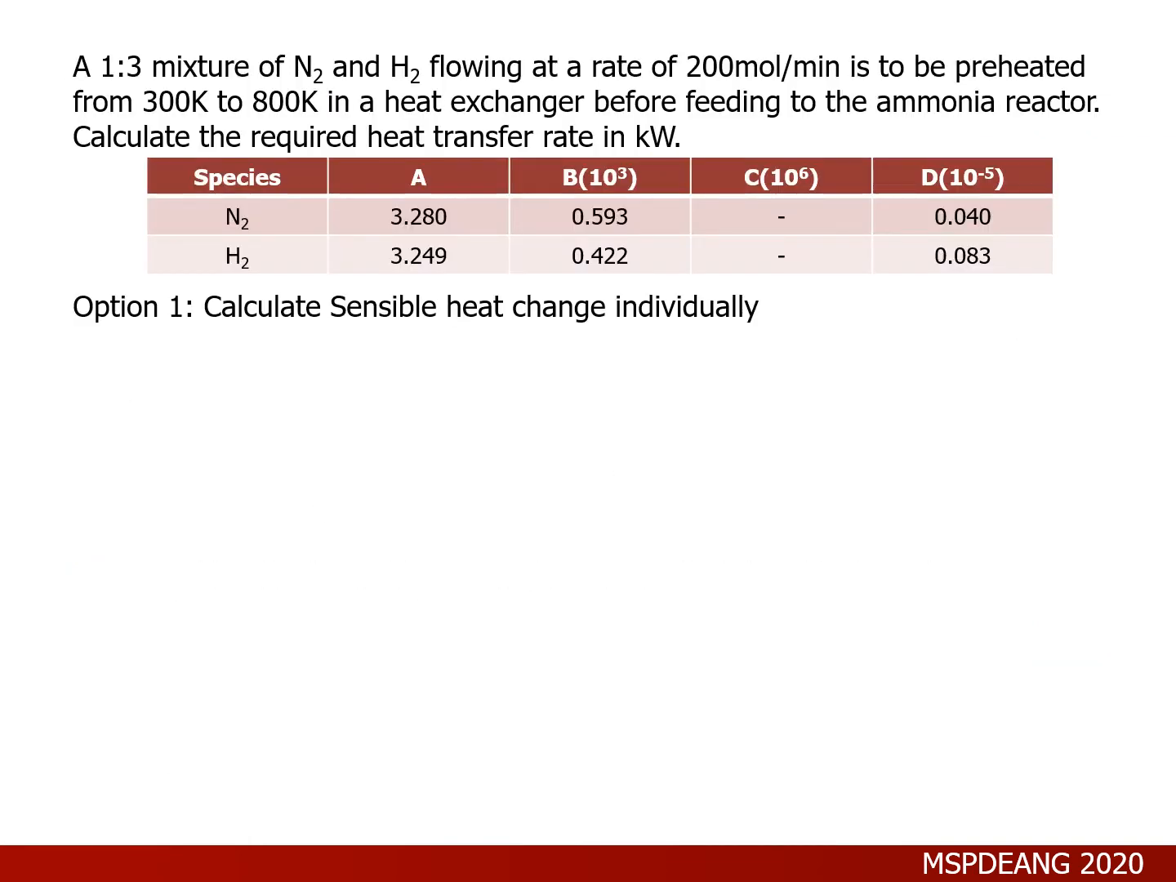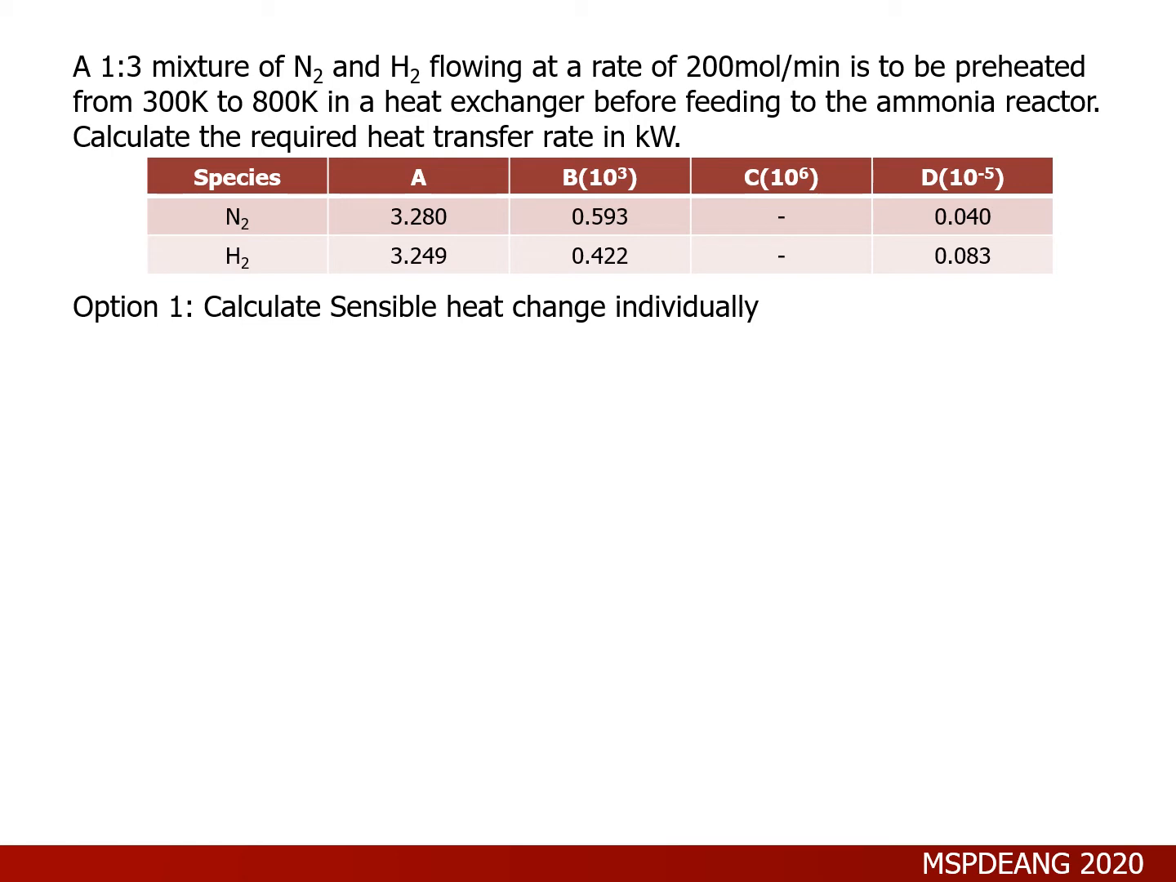Okay, so to illustrate this, let's have a brief example. You have a mixture of 1:3 N2 to H2 flowing at a rate of 200 moles per minute, which is to be preheated from 300 Kelvin to 800 Kelvin in a heat exchanger before feeding to the ammonia reactor. Calculate the required heat transfer rate in kilowatts for this process. Let's use the three options using the assumption that the heat capacity of the two species are functions of temperature.